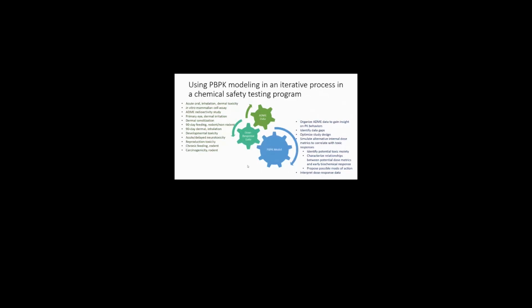And a PBPK model can be used to organize available animal data or non-animal data at any stage of the safety testing program to gain insight on the chemicals' PK behaviors, or to identify data gaps, and to optimize the design of subsequent studies. A model can be used to test hypotheses. For example, we can simulate alternative dose metrics.